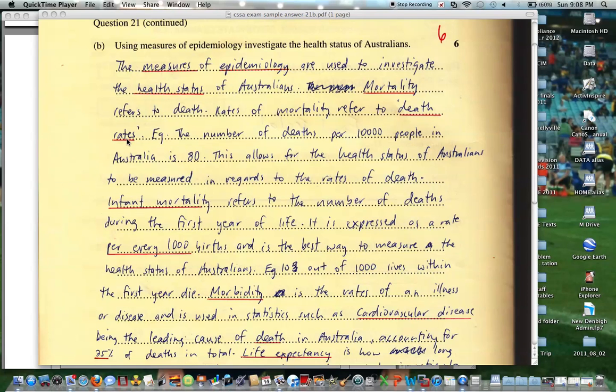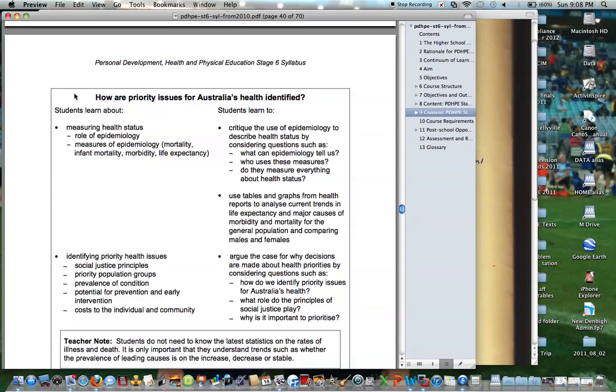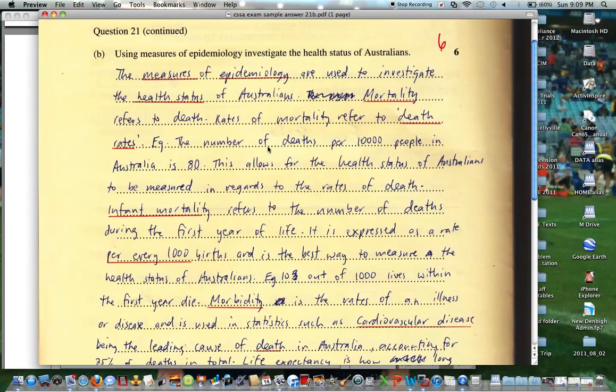Question 21b states the following. Using measures of epidemiology, investigate the health status of Australians. So this is building on question 21a. If we have a look at our syllabus, we'll notice that we're still talking about the same dot point, because 21a and b have come from the one dot point area. So we're still looking at the measures of epidemiology.